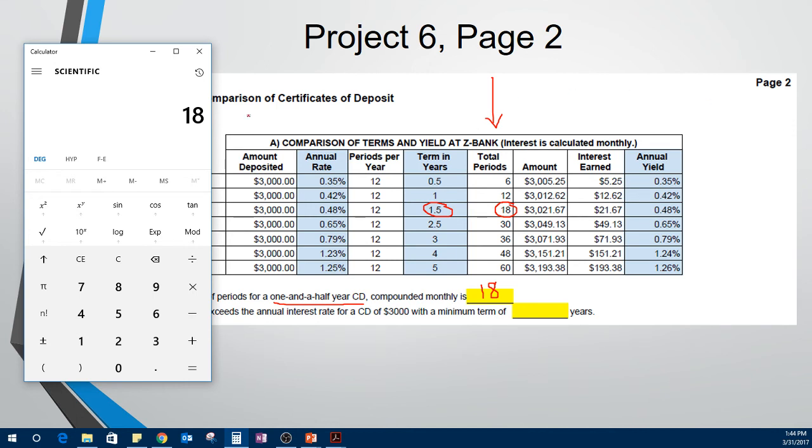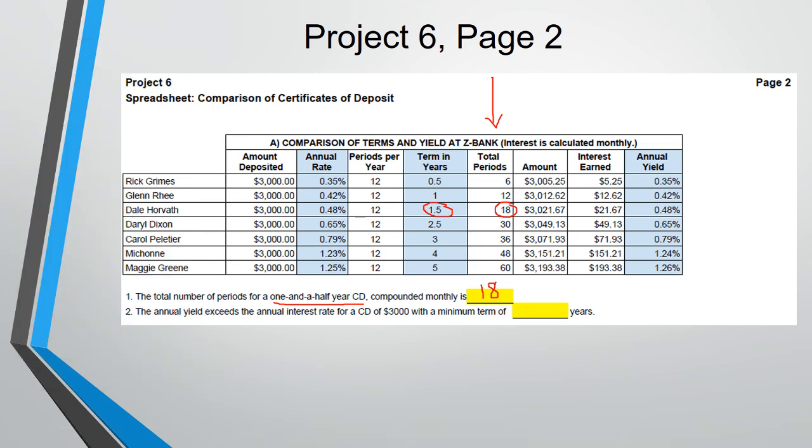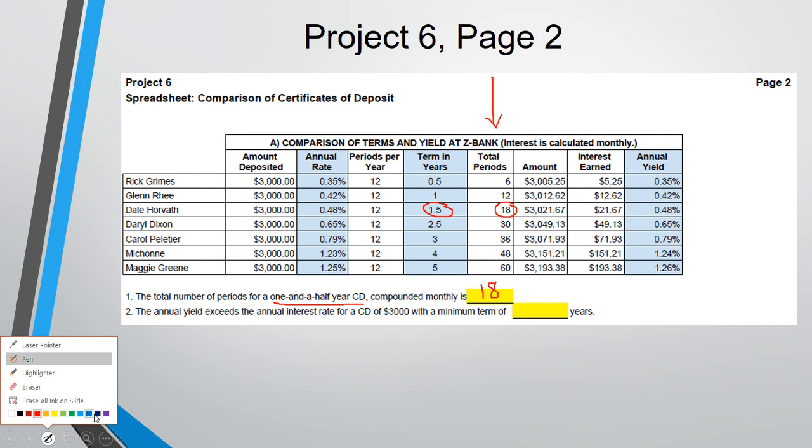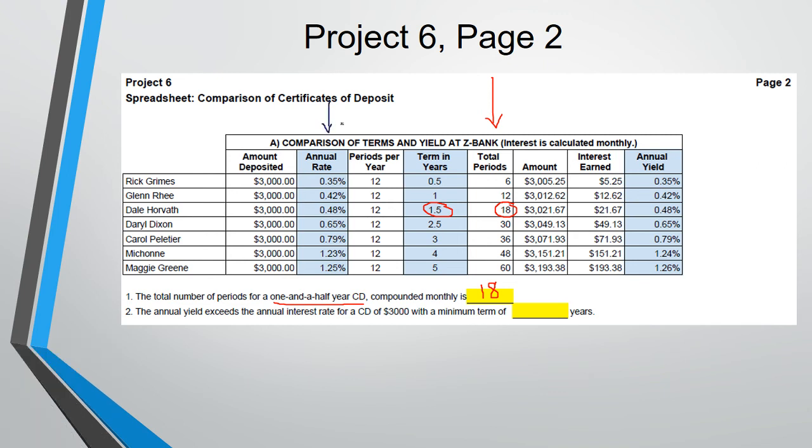All right. Number 2 says the annual yield exceeds the annual interest rate for a CD of $3,000 with a minimum term of blank years. So we're going to compare the annual yield with the annual rate. So this column with this column. We're going to compare the two numbers. When it says exceed, that means which one is greater. When does the annual yield begin to be greater than the annual rate?